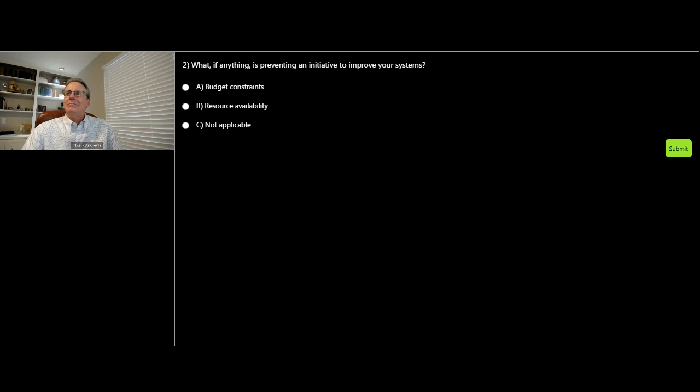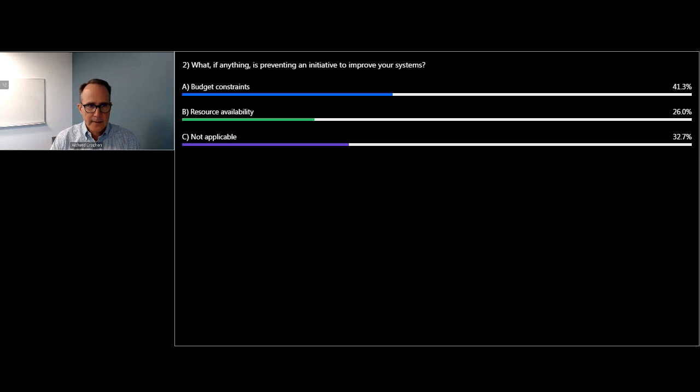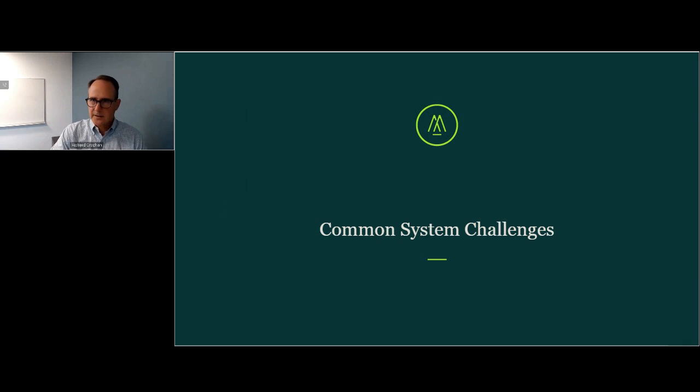Okay, all right, that's helpful. All right, we have just about everyone submitted. We'll close the polls, and again, 32% not applicable aligns with the continuous improvement group on the call. That's great. Budget constraints, I hear that a lot. So, all right, now I will turn it over to Labi to talk about some of the common system challenges.